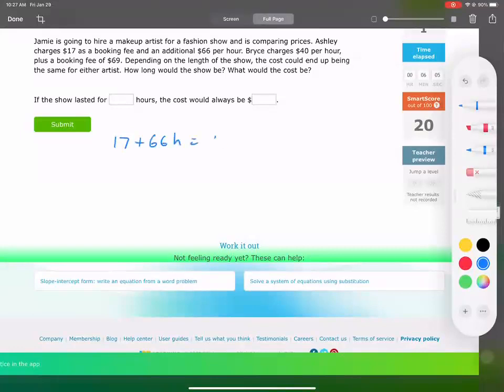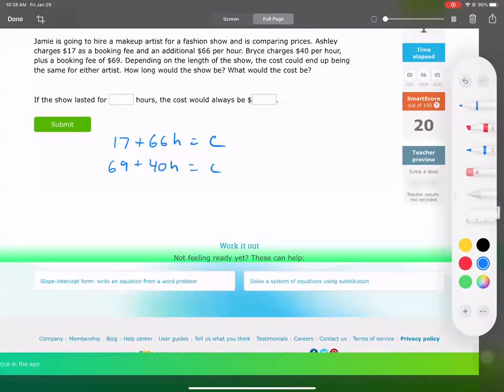And that would be the total cost. I'm going to use the letter C. It's really up to you, but I see this as a cost, not a total. And then let's look at the next person, Bryce. Bryce charges $40 per hour, so $40 per hour, and a booking fee of $69 to start. And that's her total cost. So these equations so far are pretty easy, and hopefully they make sense to you. If you want to hire someone, you have to oftentimes pay an upfront fee. This is the fee you're going to pay right away. And then there are extra charges above that. And in this case, they charge per hour.